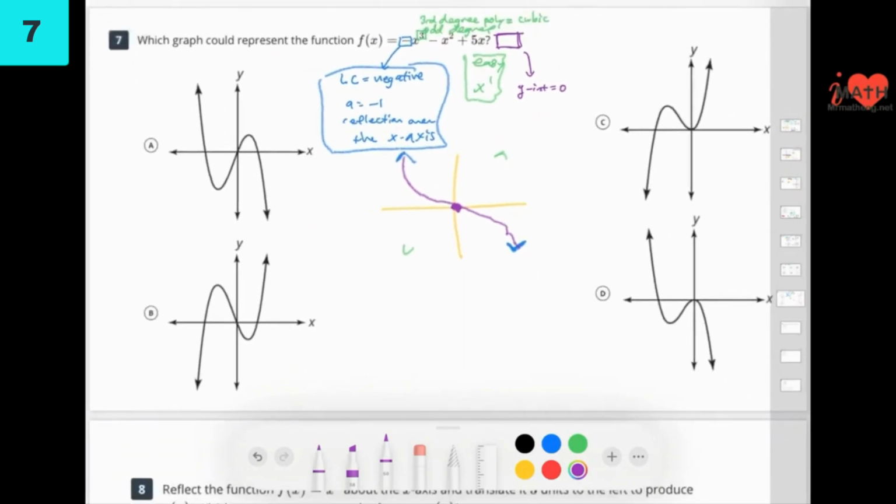Watch. This one has a positive leading coefficient, so I don't need this one or this one. Now this one has a negative, I should have done that in blue. This one does have the leading coefficient. So either A or D would be okay so far.